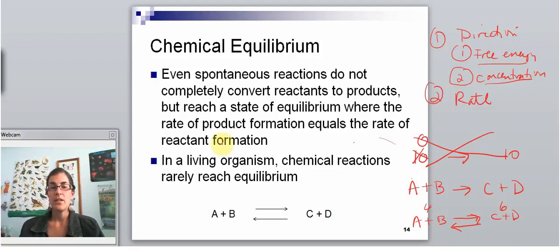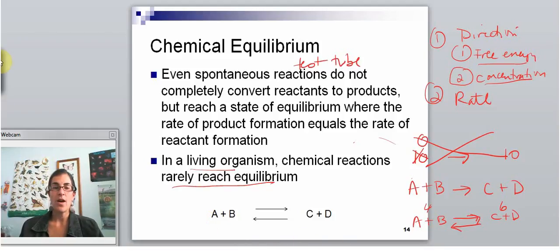And so that would theoretically be what happens with most chemical reactions in the test tube. But remember, this is biology, and so in reality, in living cells, chemical reactions never reach equilibrium, or rather rarely, and usually when we die. So when we die, we will reach equilibrium. Other than that, we're pretty much not in equilibrium.